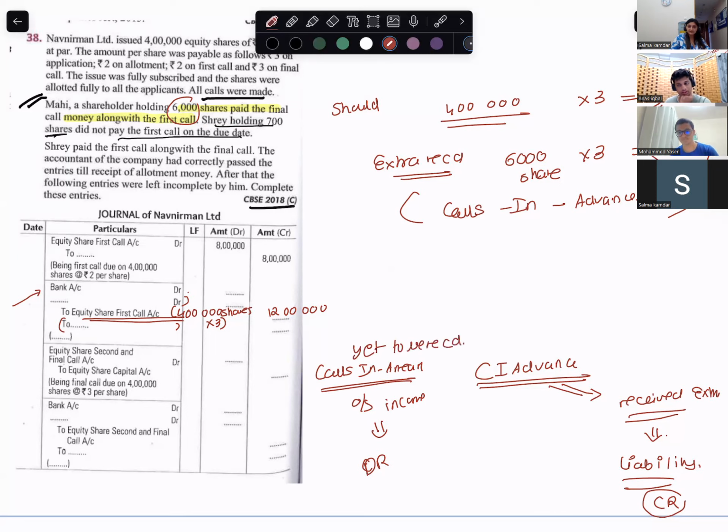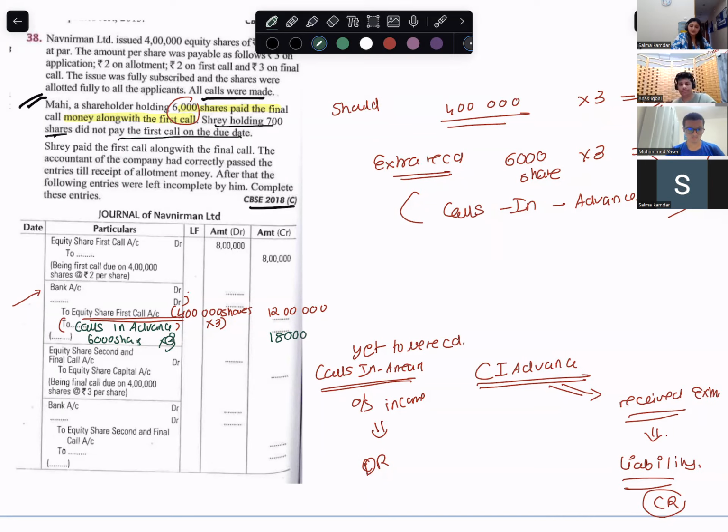Are you with me? So calls in arrears debit, calls in advance credit. Calls in arrears, debit. Calls in advance, credit. So how much is the calls in advance? 18,000. So your calls in advance is for 6,000 shares into how much? 3. Okay. 18,000. Are you with me?